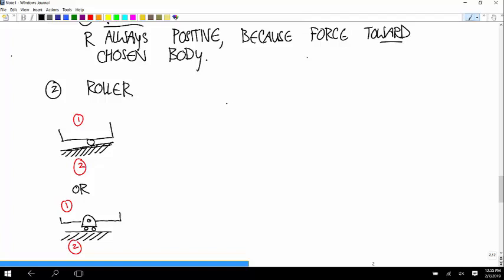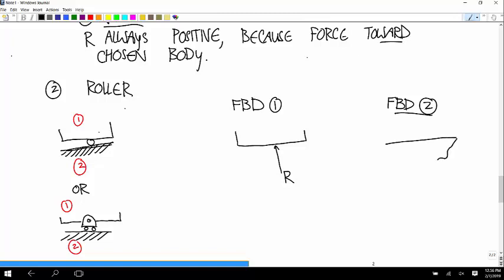Free-body diagrams. So for body 1, it would be perpendicular to the surface. For body 2, it would be equal and opposite.